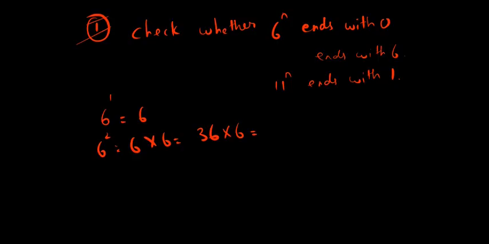Whatever the number ends with. See here, 2 threes are 6. How do we know only 6 comes here? Because 2 multiplied by 3 is 6. Okay, next one: 12 multiplied by 3.